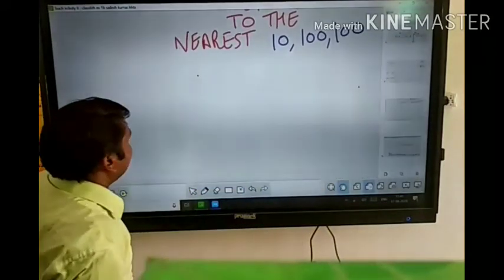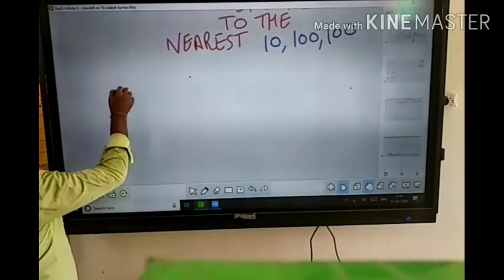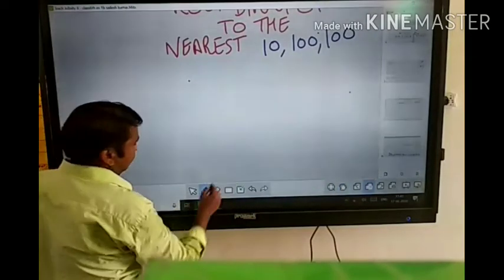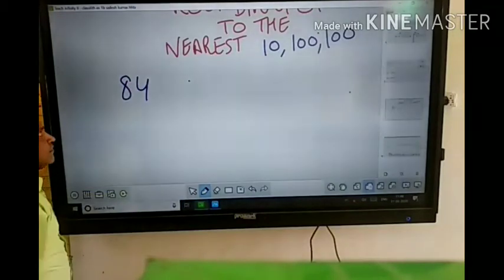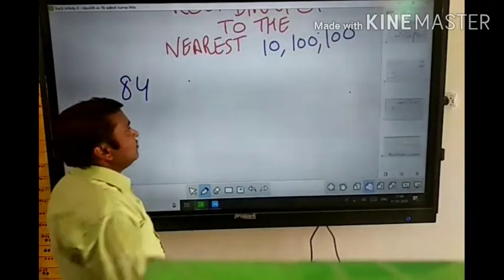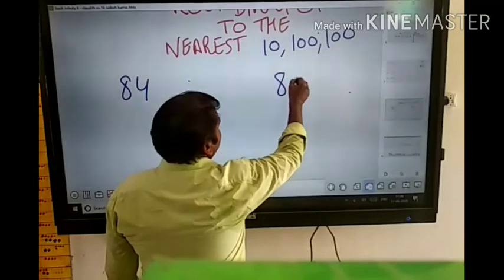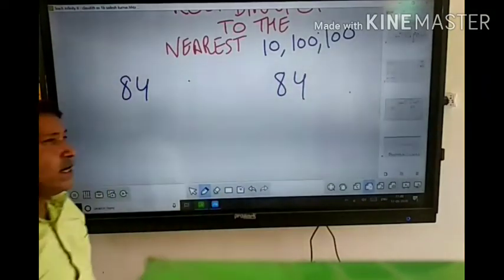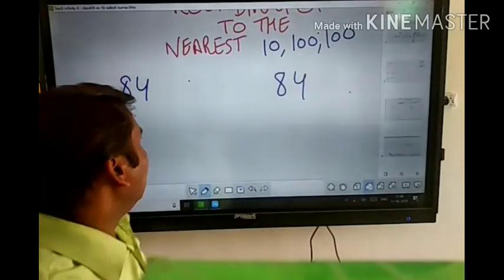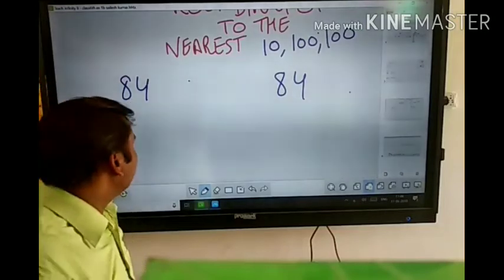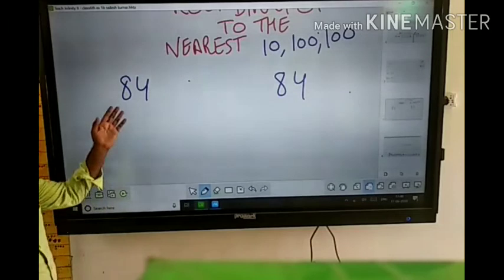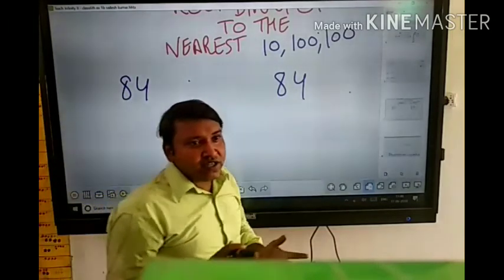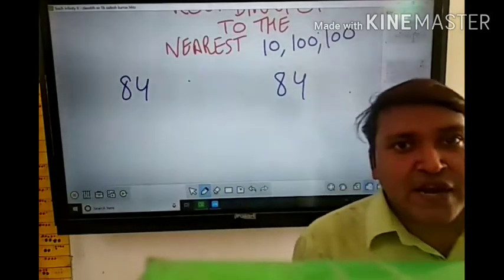I will give you an example, just like this is 84. I can take any number. I take 84 and I have to round it off to the nearest 10. Now I will explain two methods. So the first method is the subtraction method. Now this is 84. 84 is lying between 80 and 90.